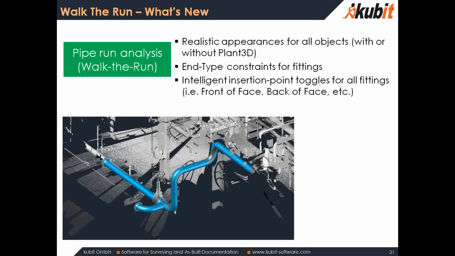We also have N-type constraints for fittings, and what that means is, let's say I just inserted a weld neck flange. Well, now the software is only going to look for items that would match up to that flange. Flange valve, maybe another flange, etc. We also have insertion point toggles for all fittings that are intelligent to that fitting class. So flanges can be inserted by front of face, back of face, or hub. Valves can be inserted by front of face or back of face on either side.